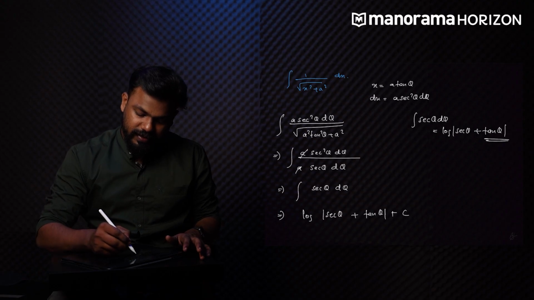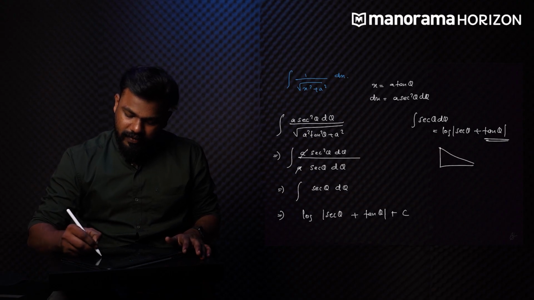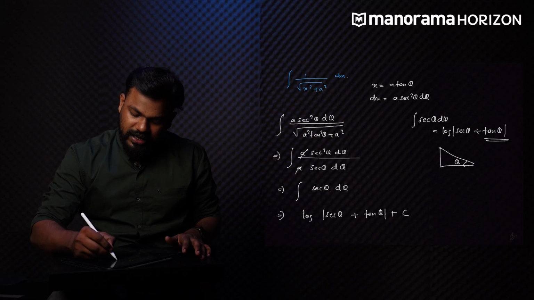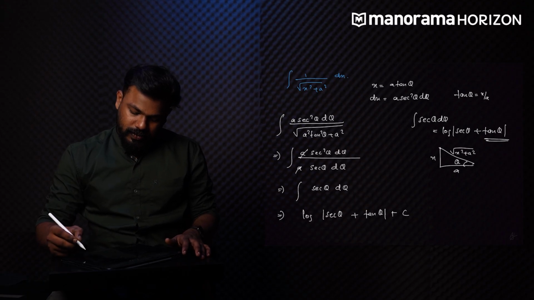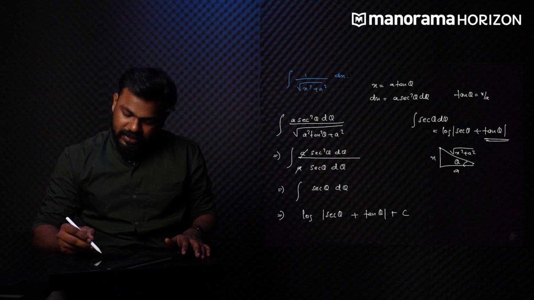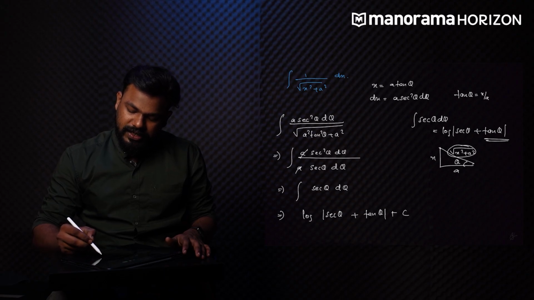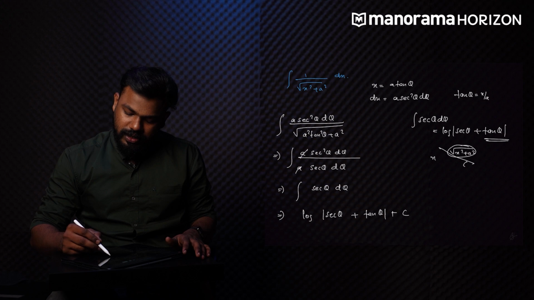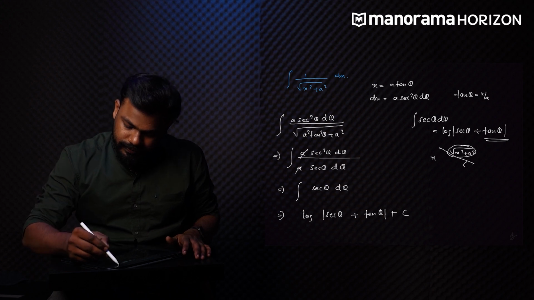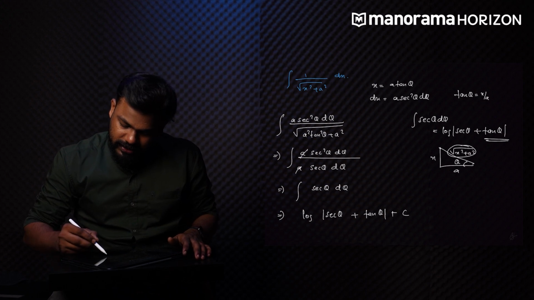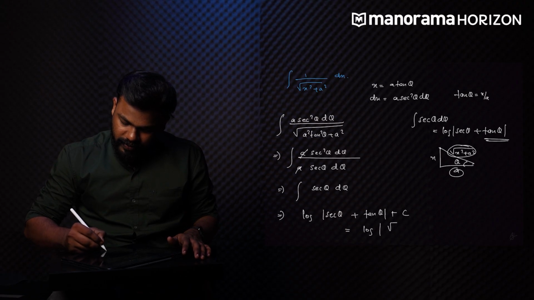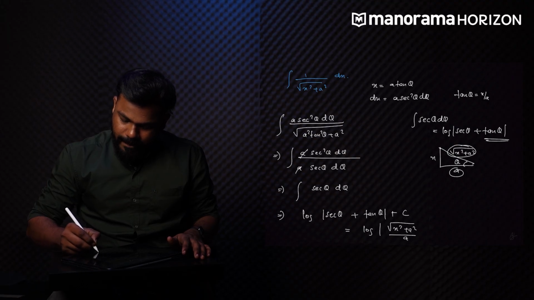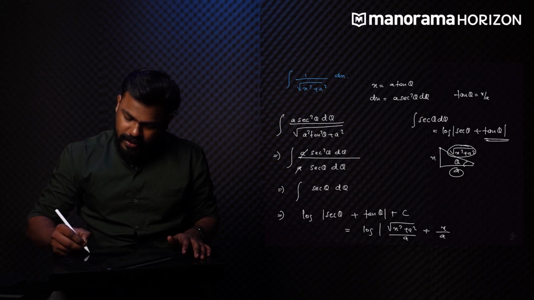So what is sec theta? If x is equal to a tan theta, if I put theta over here, what is tan theta from this one? Tan theta is equal to x by a. So this is x and this is a, and this is root of x square plus a square. Now what is sec theta from this one? Sec theta from this one will be root of x square plus a square by a. So sec theta will be that. So log mod root of x square plus a square by a plus tan theta will be x by a. So x by a plus c.